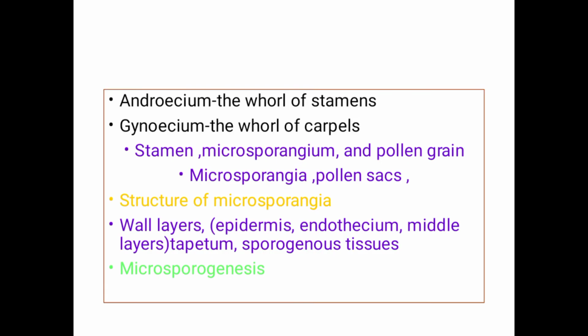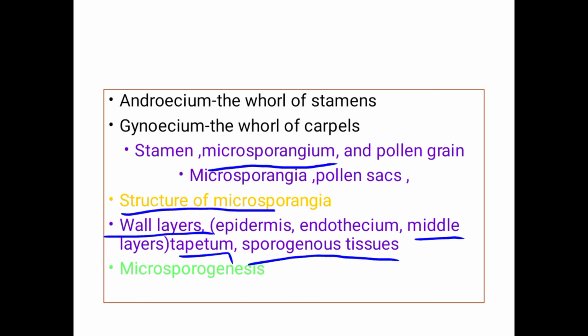Next we have to study the structure of a microsporangium. When you see its transverse section, it shows that it is somewhat near circular in outline, and there are four walls. Four walls are there: wall layers, middle layers, tapetum and sporogenous tissues. So these are the four layers which surround each of the microsporangia.